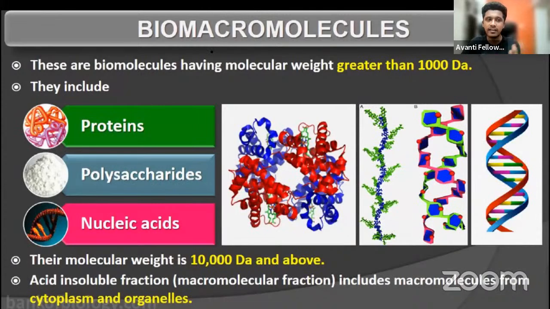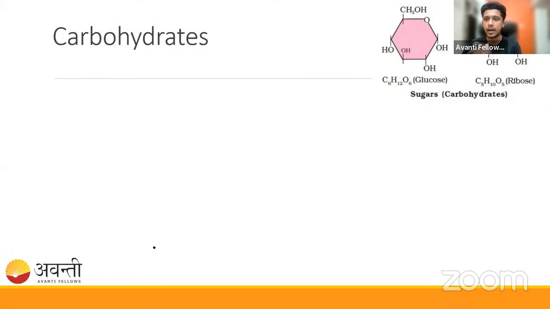So coming to biomacromolecules, they are basically present in the acid insoluble pool after we extract it. Their molecular weight is greater than 1000 Daltons. They are mega molecules, basically. These molecules are very fundamental for the entire construction of a living system. They include proteins, polysaccharides, which give you energy and storage of energy, and nucleic acids, which store all your genetic information. So this is about biomacromolecules. Let us study them one by one.